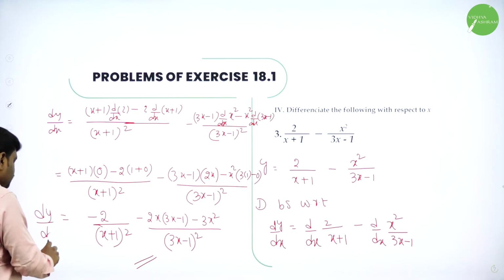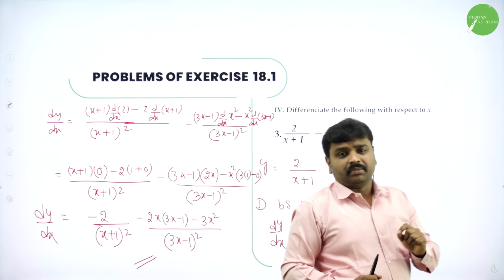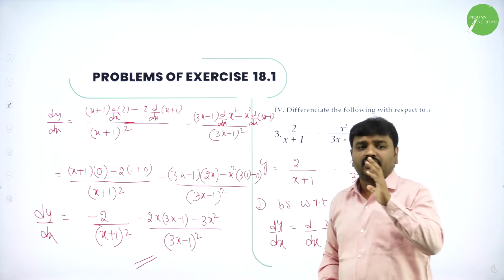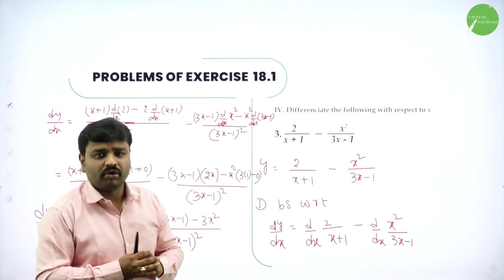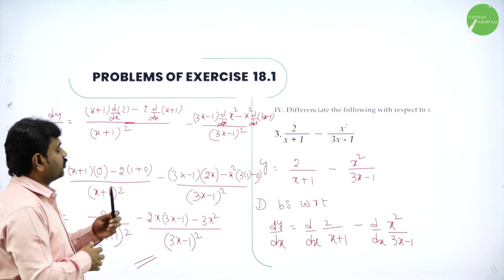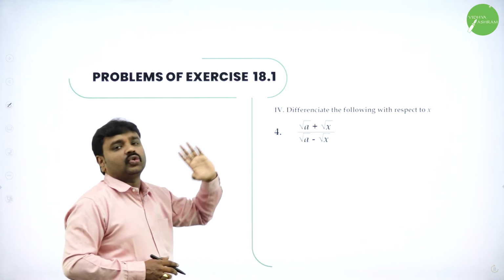So we got dy by dx. So if you want to simplify, solve it here, simplify carefully. Since they are not asking you to prove that or show that, no need to simplify, you can leave it in standard form so that they will give full marks. So this is a third problem on what? Quotient rule. Then we have another problem that is again on quotient rule.